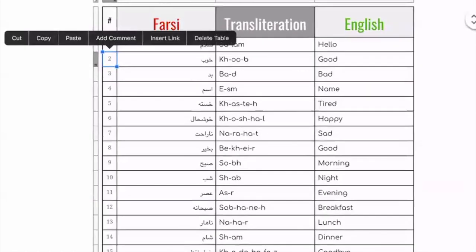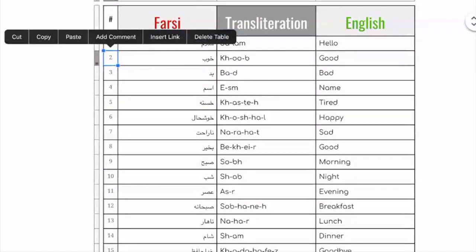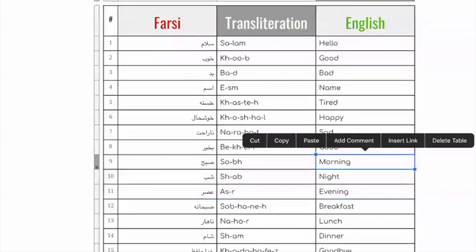I'm just going to run through the words one more time for you guys, to get the pronunciation down. So starting off, we have Salaam, which is hello. Next, Khub, good. Number 3, bad. They sound very similar. Number 4, Esm, name.